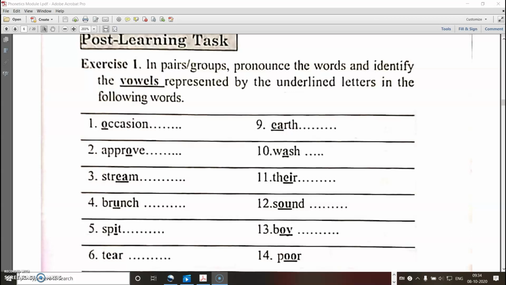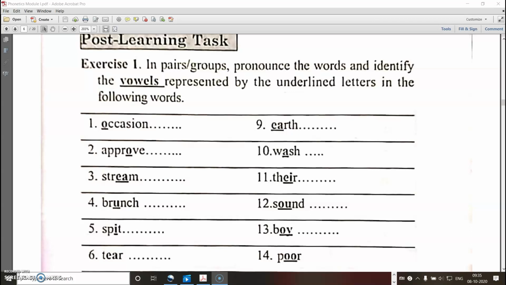The word occasion: first of all, we need to understand how this word is pronounced. Is it occasion or occasion? So this is actually pronounced occasion. So what is the vowel sound represented by the underlined alphabet O?